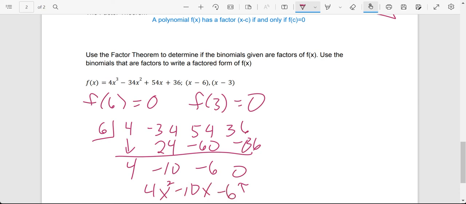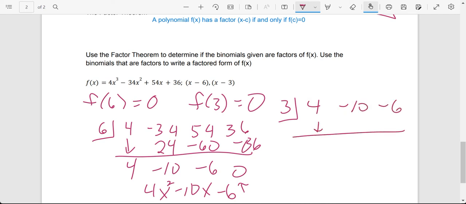Now here's where people tend to make a mistake. They want to use these numbers again for x minus 3. Don't, okay? We want to factor our original polynomial completely. We did it once, and now we've got 4x squared minus 10x minus 6. Now let's do the same thing with x minus 3. So we put 3 in the box. Use 4, use negative 10, use negative 6.